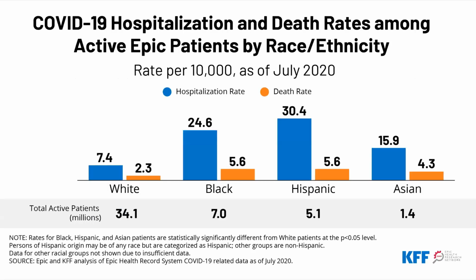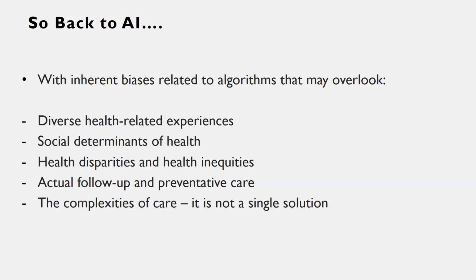When we think about systemic racism in healthcare, is AI going to drive that, right? And this is also COVID-19 hospitalizations and death rates among EPIC patients. So these are the ones that were in EPIC, which is the electronic health record, for those who might not know. Again, you can see the disparities. I don't want to pay a lot of attention to this, but I just want to draw attention to some things that have been happening more recently.